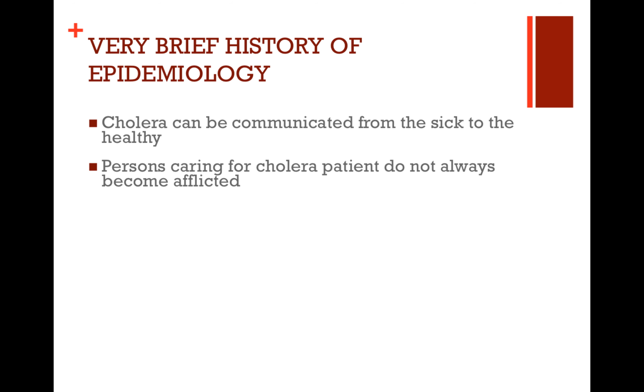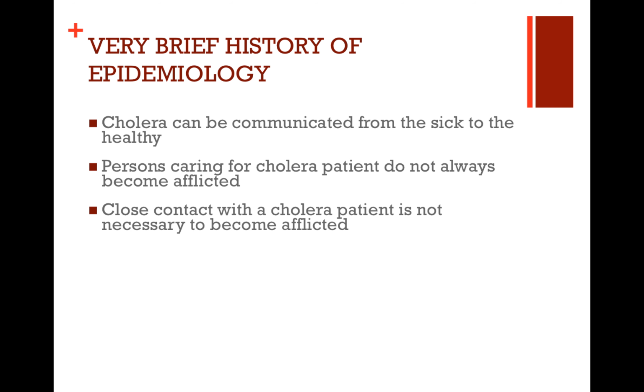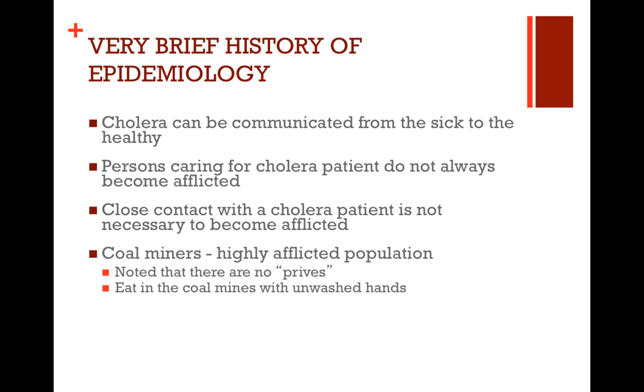He came to this conclusion by looking at patients and where they came from, so trying to track those patterns of disease. He noted that cholera could be communicated from sick people to healthy people, but he also noted that people who were caring for cholera patients did not always develop cholera. He also noted that close contact with a cholera patient was not necessary to become afflicted. It was sufficient in some cases, but not always necessary.